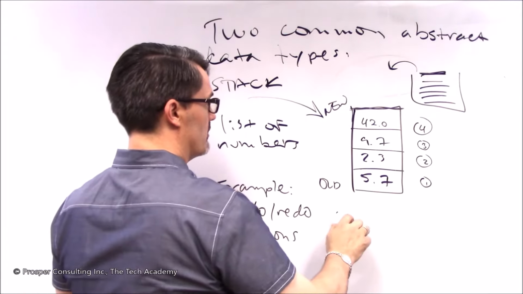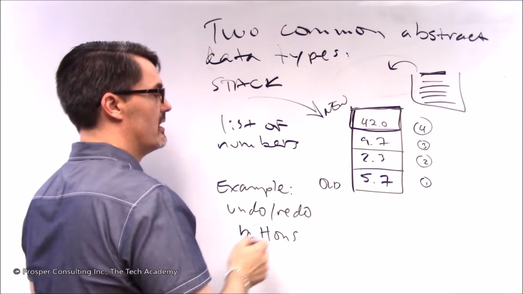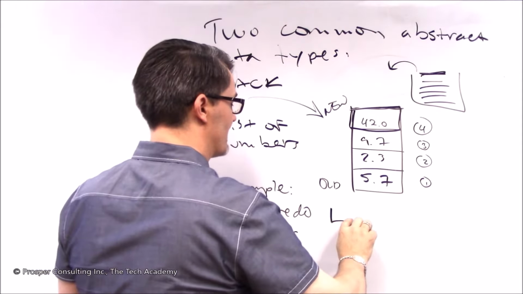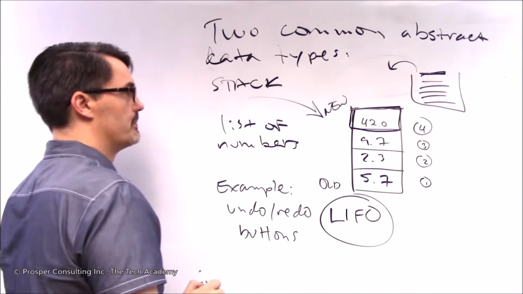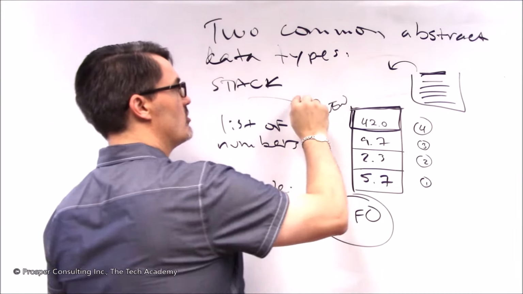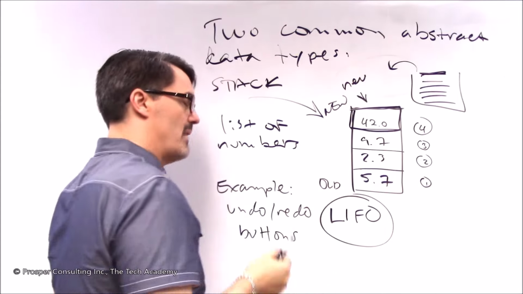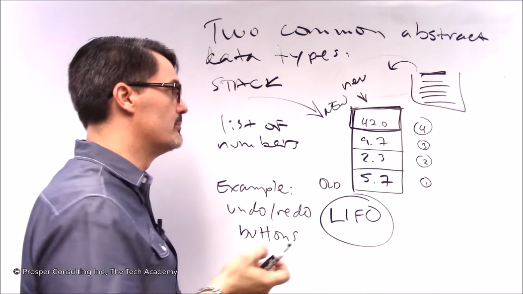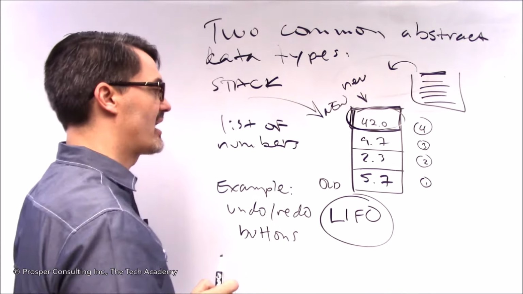The behavior involves how we get data from the stack. And the behavior is a last in, first out behavior. The way a stack works is if you put a new item in, it goes on the top. And if you go to retrieve an item, it comes off of the top. It was the last thing added to the stack.